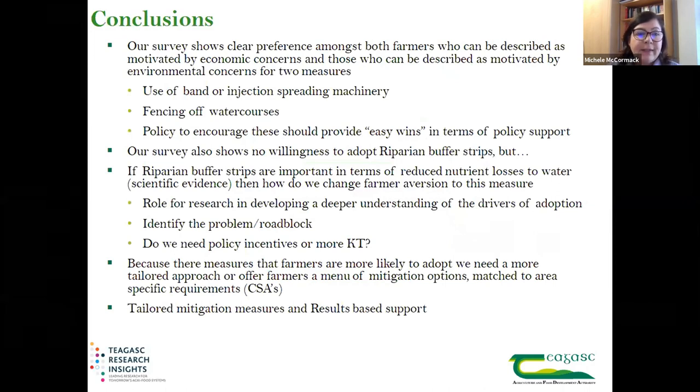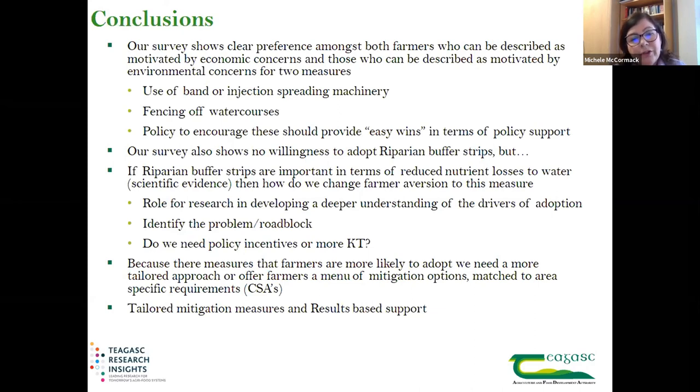So our conclusions show that farmers do have a clear preference between farmers that are motivated by economic concerns and farmers that are motivated by environmental concerns, and that the two mitigation measures that they were most in favor of were the use of the bender injection spreading machinery and fencing off watercourses. This is probably an important one, and we were delighted to see this because other colleagues across Teagasc, with the marginal abatement cost curve, have identified all of the nutrient management measures that should be important, but of all of them, this is the most important one, along with the fencing of watercourses. So for policy, there are probably easy wins here in terms of providing support or encouraging farmers to adopt these types of mitigation measures.